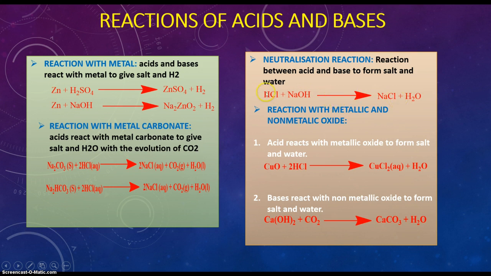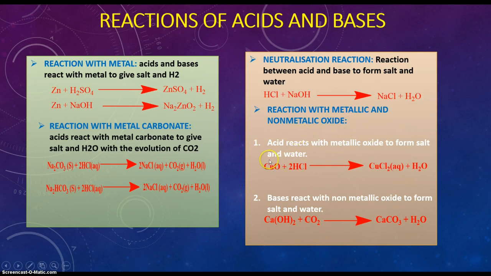So basically the effect of H plus will be neutralized by the effect of OH minus, and they would combine, H plus and OH minus would combine to give you water with the liberation of the salt NaCl, that you can see over here. Now if we make a reaction where acid is reacting with metallic and non-metallic oxide, then what is going to happen? Now let's discuss this.